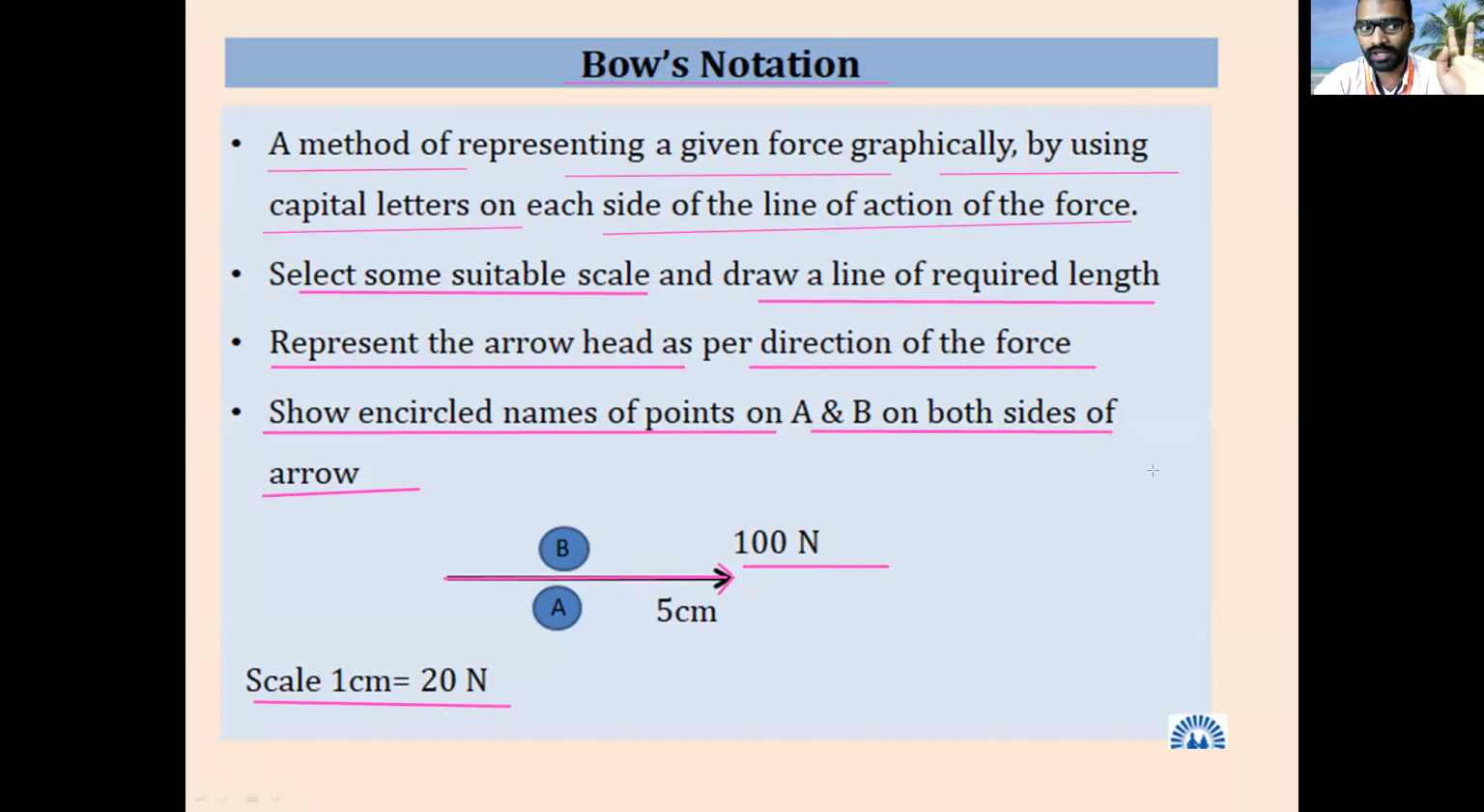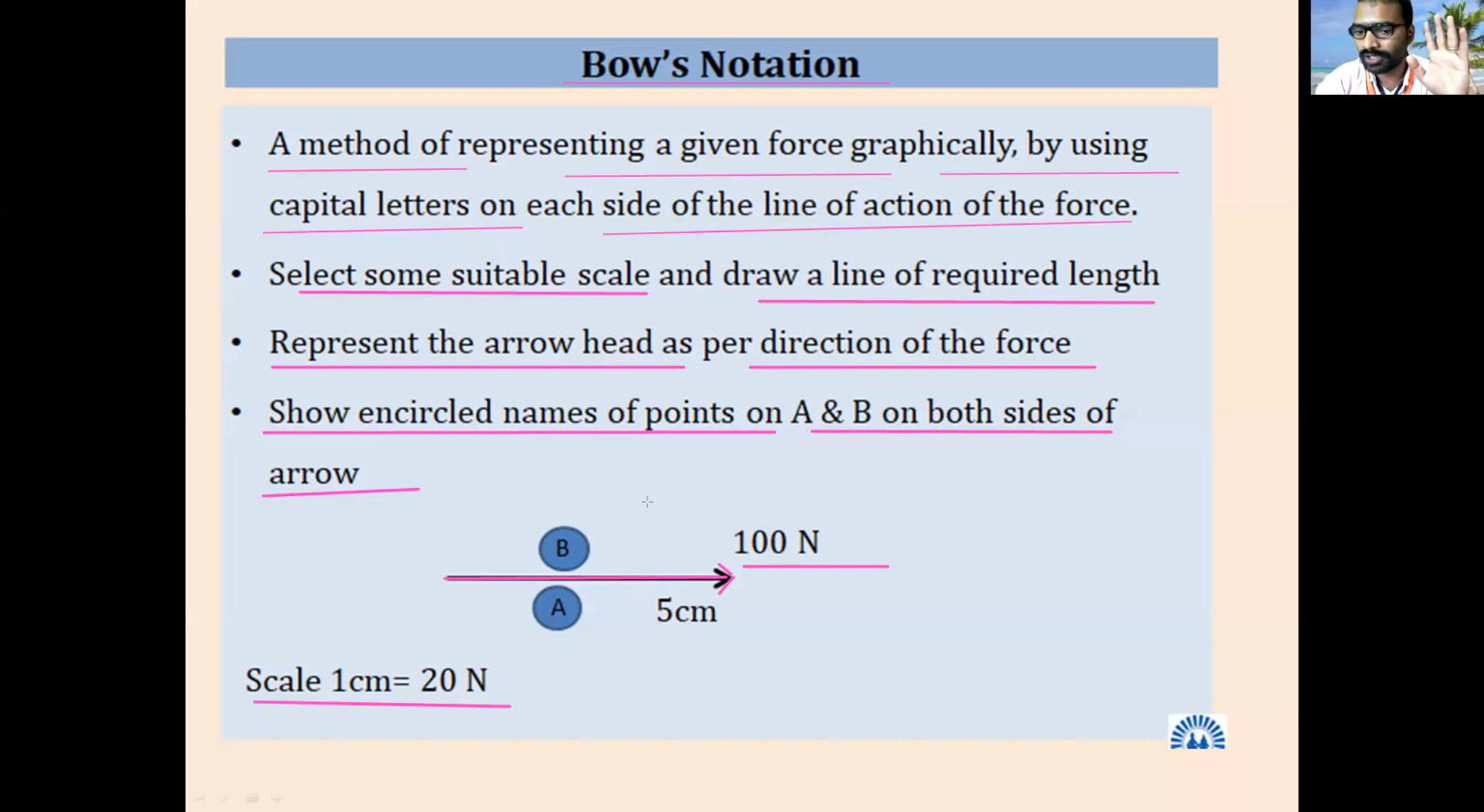Second point is you have to adopt a suitable scale and accordingly draw the line required for the force. Now it is 100 Newton. I have adopted 1 centimeter is equal to 20 Newton, so the total length of the line should be 5 centimeter. Like this, you have to adopt a scale. Third one is represent the arrowhead as per the direction of the force. This is moving in the right hand side direction, so the arrow is towards the right hand side.